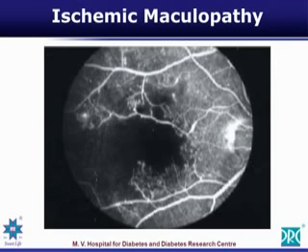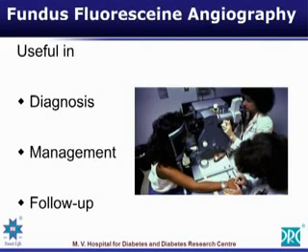And this type of maculopathy, when you diagnose, you will feel very sad because you are not going to give much treatment for these patients. Fluorescein angiogram is very useful in the diagnosis of these conditions, like you can see the ischemic maculopathy, very useful in the type of management, and now it has become very mandatory for follow-up.